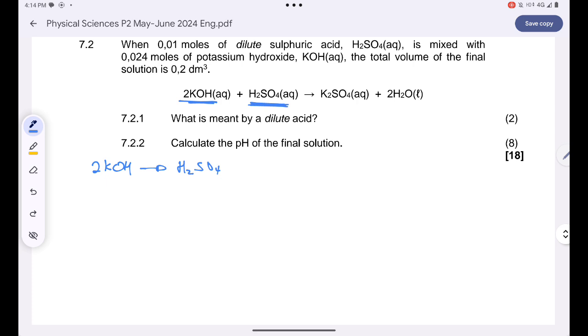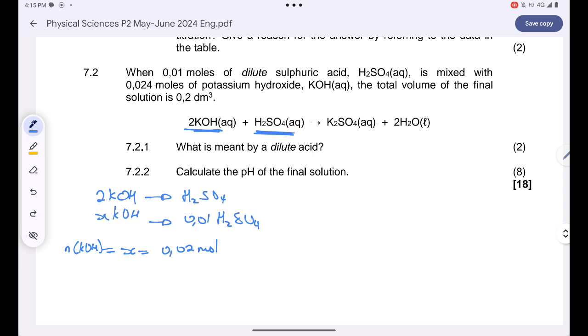Are you together? Okay, now I want to know if I have 0.01 mole of H2SO4, how many moles of potassium hydroxide will I need? I'll just cross multiply. 1 multiplied by X will simply give me X. 2 multiplied by 0.01 will just give me 0.02. Remember that, guys, X just represents the number of moles of potassium hydroxide I will need.